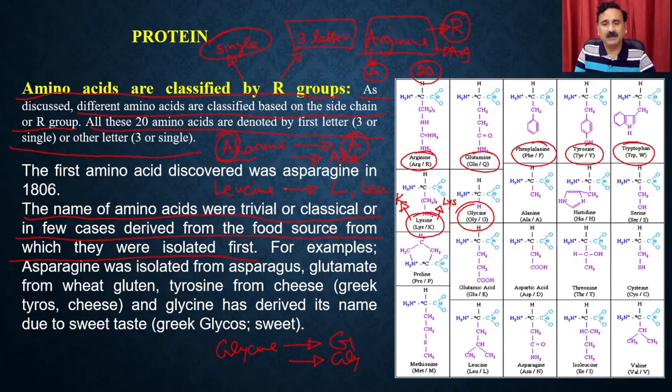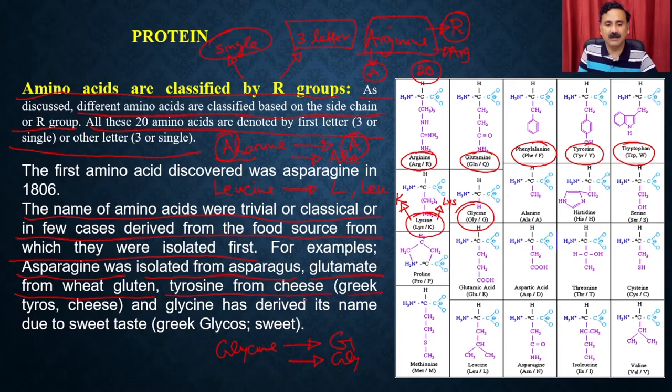But this is a scientific way of giving the name, or the single letter or triple letter code, for these amino acids. But when people started discovering these amino acids, they gave the names based on the food sources from which they were isolated for the first time. For example, asparagine was isolated from asparagus, okay? And glutamate is isolated from wheat gluten, whereas tyrosine is isolated from cheese.